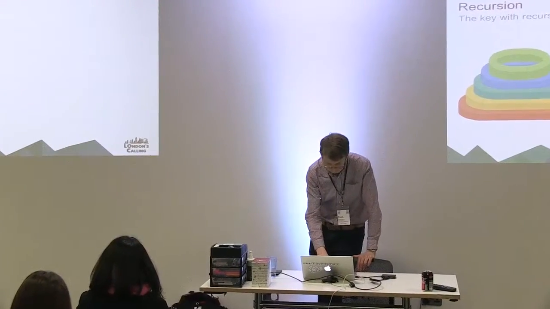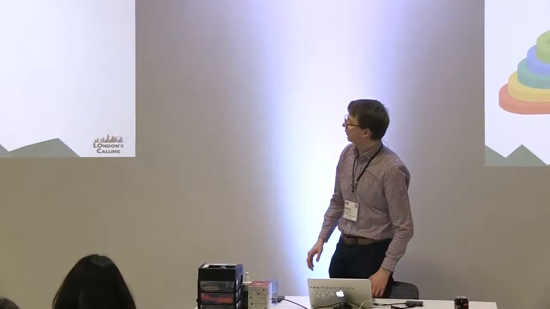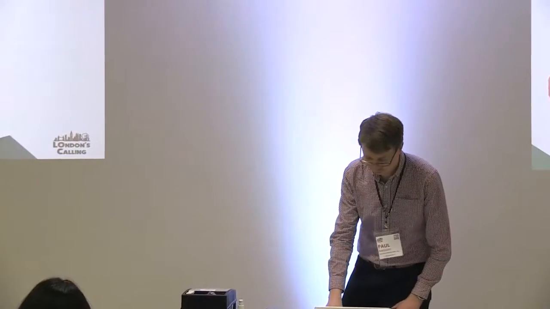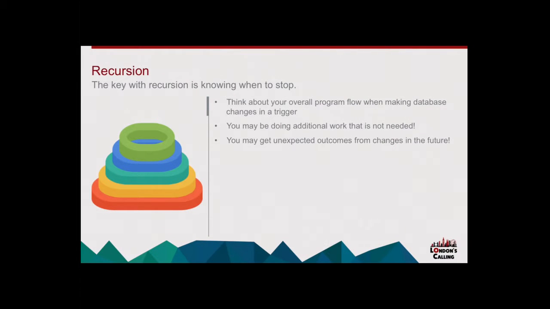Onto recursion real quick. So the key with recursion is knowing when to stop. Make sure that you draw out what you're doing with your overall program flow, okay? You could be doing additional work that you don't need to do. You could get unexpected outcomes. As I mentioned earlier about that overlap between flow and triggers, be really careful with this because that can slow you down. If you're doing a bunch of work that's not needed, guess what? You're doing extra work. It's going to make things slower, and it really can mess you up in the future.